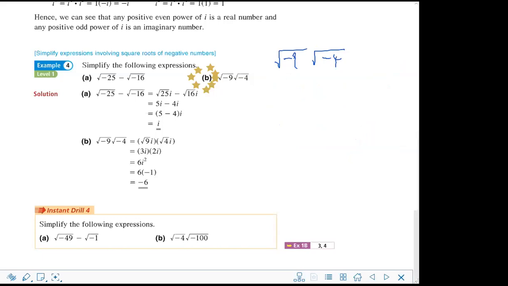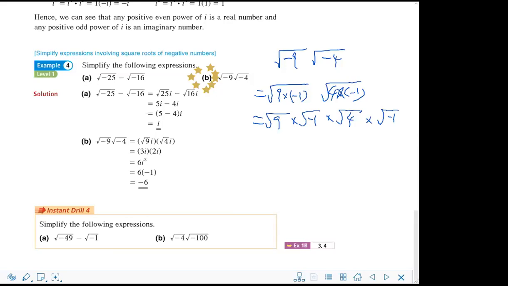Square root of negative 9 times square root of negative 4. Again, we need to change it like this: square root of 9 times square root of negative 1 times square root of 4 times square root of negative 1. And then 3i times 2i, right?